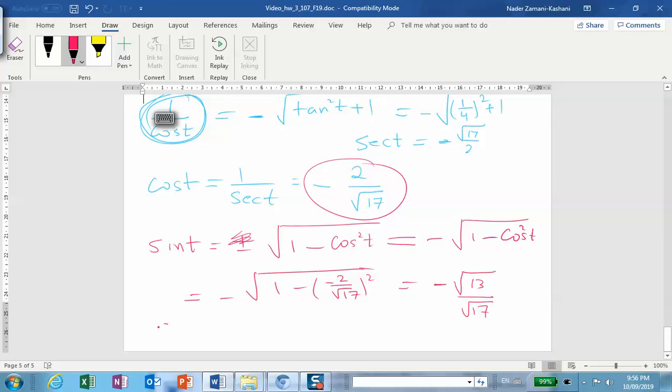And of course, cosecant of t, which is 1 over sine of t, is going to be the reciprocal of that, minus root of 17 over root of 13.